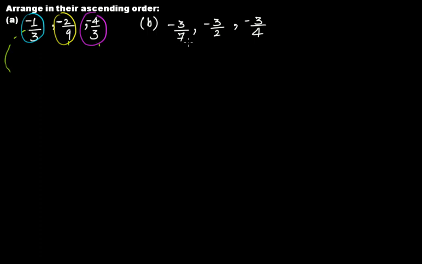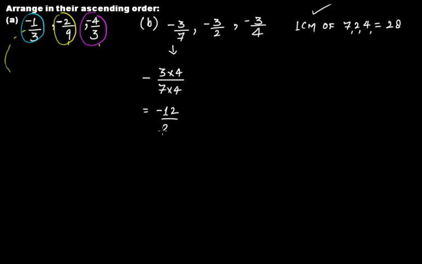So here, denominators are 7, 2 and 4. So the first condition is satisfied, that the denominators are same. The second thing is to find the LCM of 7, 2 and 4. If you try to find the LCM of 7, 2 and 4, it comes as 28. Now, the equivalent rational number of this rational number in a way that the denominator is 28. So 7 times 4 and 3 times 4. This gives you minus 12 over 28.